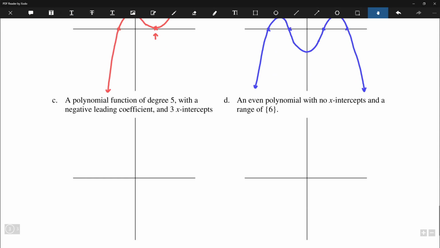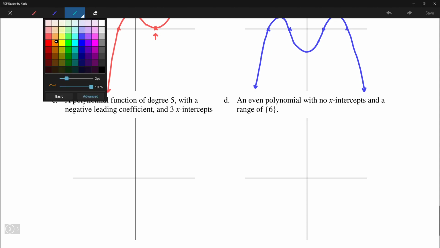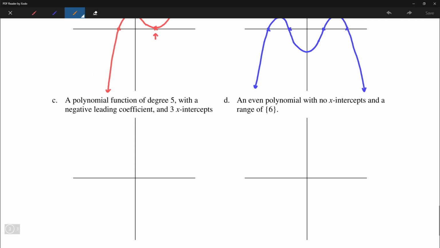Polynomial function of degree 5, negative leading coefficient, and 3 x-intercepts. All right, so what does that look like? So let's do 1, 2, 3 x-intercepts, negative leading coefficient, so it's going to come from quadrant 2 and end in quadrant 4. So maybe something like this. So let's see, 1. So I have to change direction here. And then something like this.